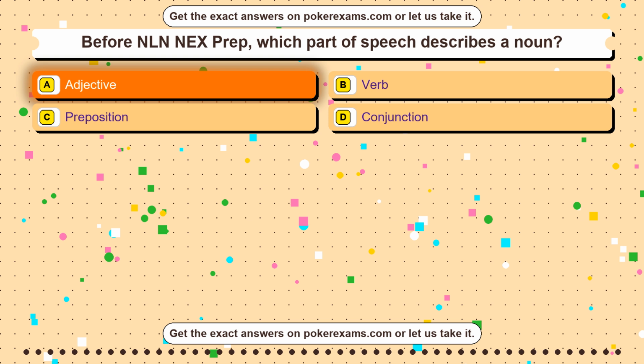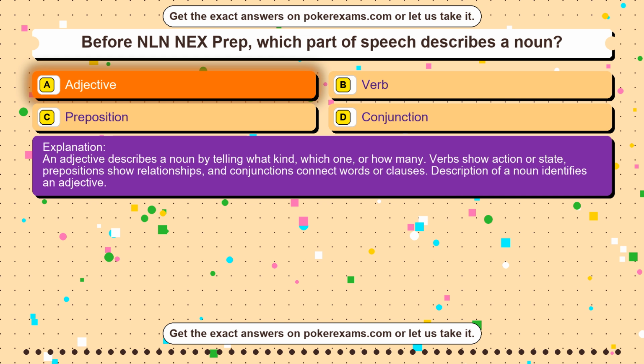Adjective. An adjective describes a noun by telling what kind, which one, or how many. Verbs show action or state, prepositions show relationships, and conjunctions connect words or clauses. Description of a noun identifies an adjective.